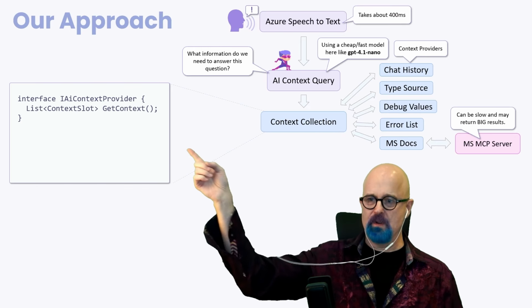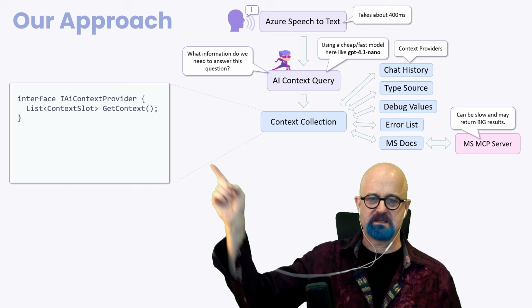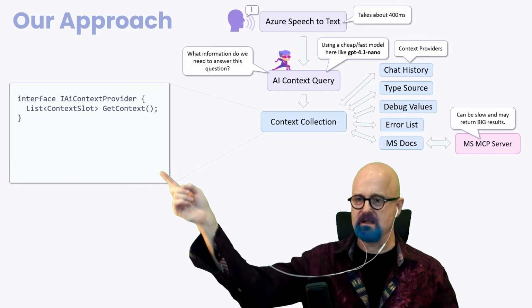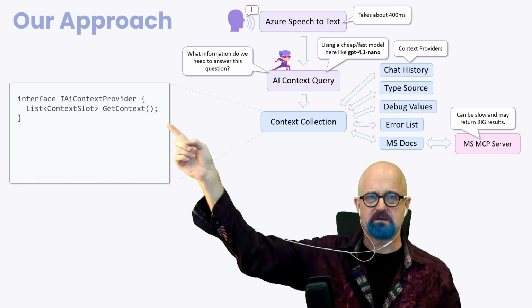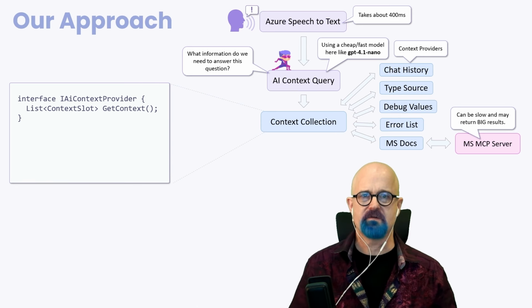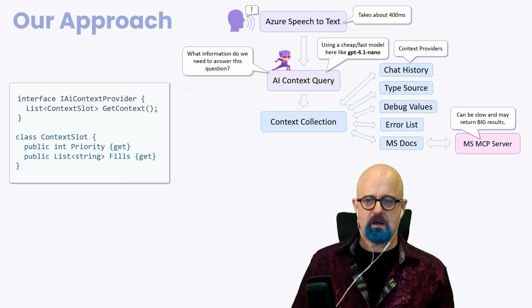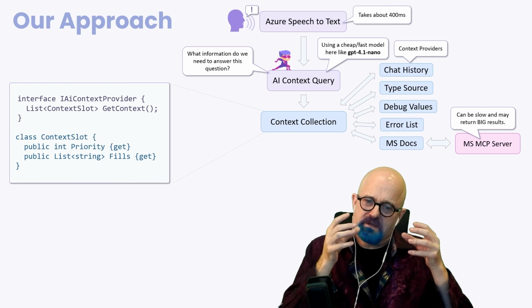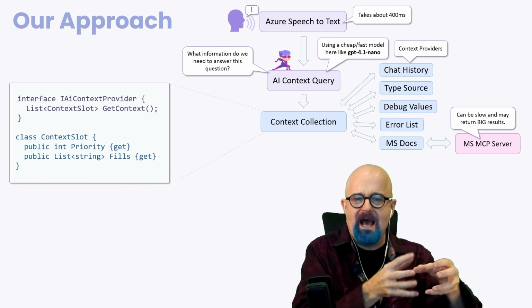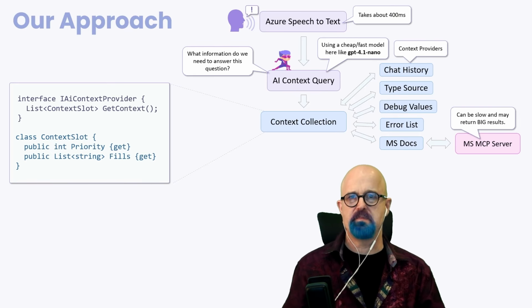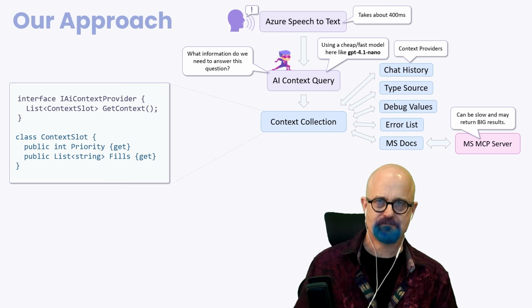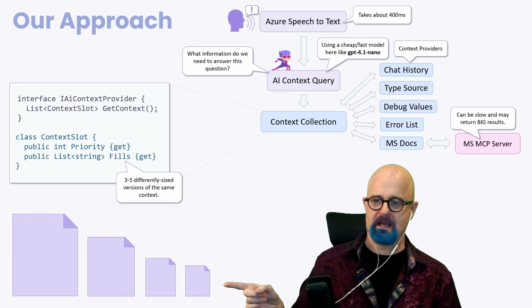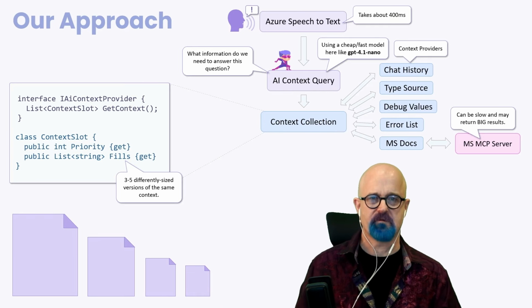I've just got an example over here of an interface, an AI context provider, that essentially represents the interface that these guys implement. It's got a method called getContext that returns a list of context slots. A context slot has a priority and it's got a bunch of fills. Those fills are different size versions of the text needed to send to the big AI reasoning model. So looking visually something like this, all the same document, but different sizes.